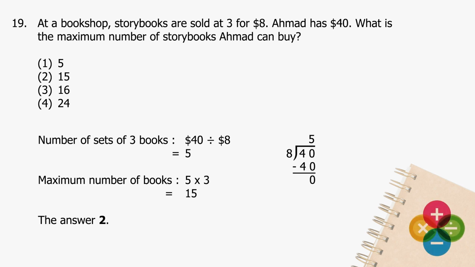The number of sets of 3 books will be, divide $40 by $8, and the quotient is 5. The maximum number of books will be, multiply 5 by 3, and the product is 15. The answer is 2.